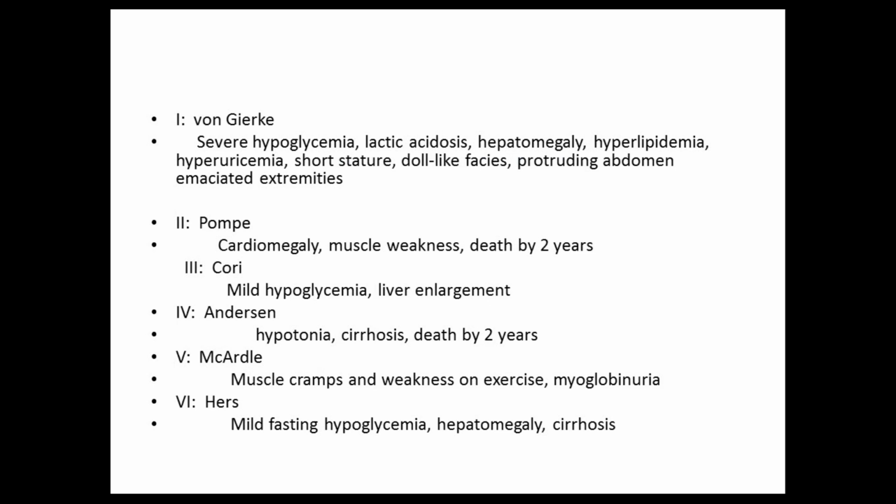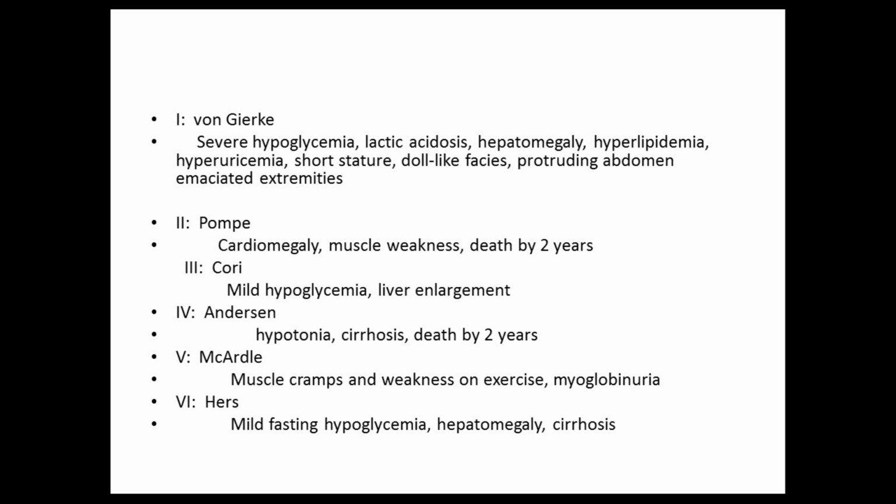Hyperlipidemia is because when there is hypoglycemia, for compensation there is increased lipid and protein metabolism. In Pompe disease, there is infiltrative restrictive cardiomyopathy. It also causes cardiomegaly and muscle weakness, and death by 2 years in the infantile form. In Cori disease, there is mild hypoglycemia and liver enlargement. In Andersen, there is hypotonia, cirrhosis, and death by 2 years.